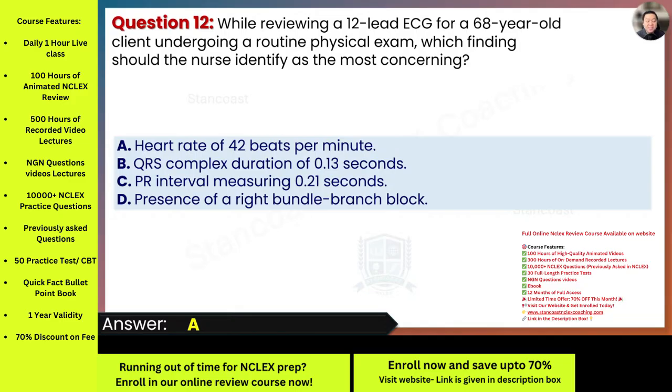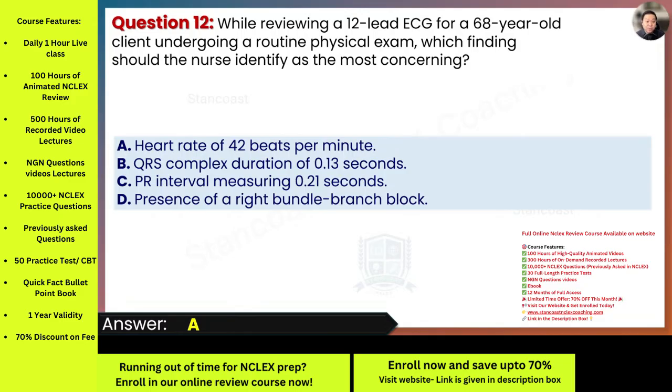Now, this bradycardia can cause symptoms like dizziness. It can lead to syncope, hypotension, and also a reduced cardiac output. So it's critical for you to evaluate this finding immediately. Now, if this is not addressed promptly, the severe bradycardia can progress.